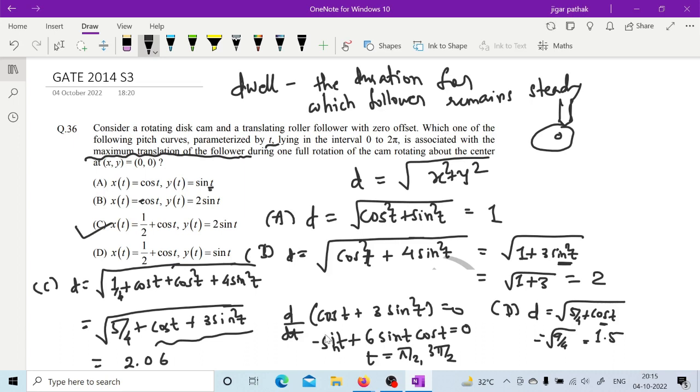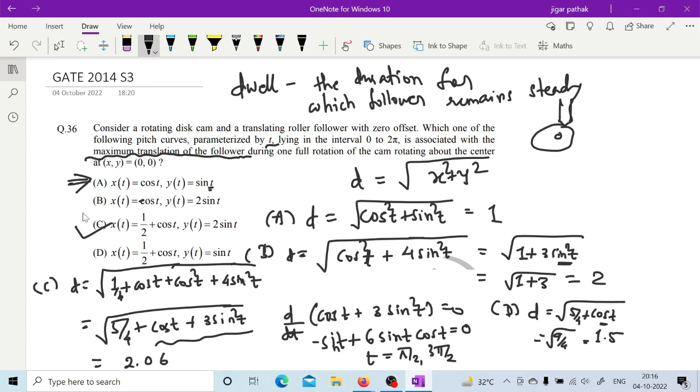Like, is it how much distance the follower can move away from the origin? So, maximum distance it can move. Yes, so basically this question is asking which parametric equations will allow the maximum translation of the follower. If your follower is going to follow the equations given in option A, that x(t) varies according to cos t and y(t) varies according to sin t, then the maximum follower travel will be 1.